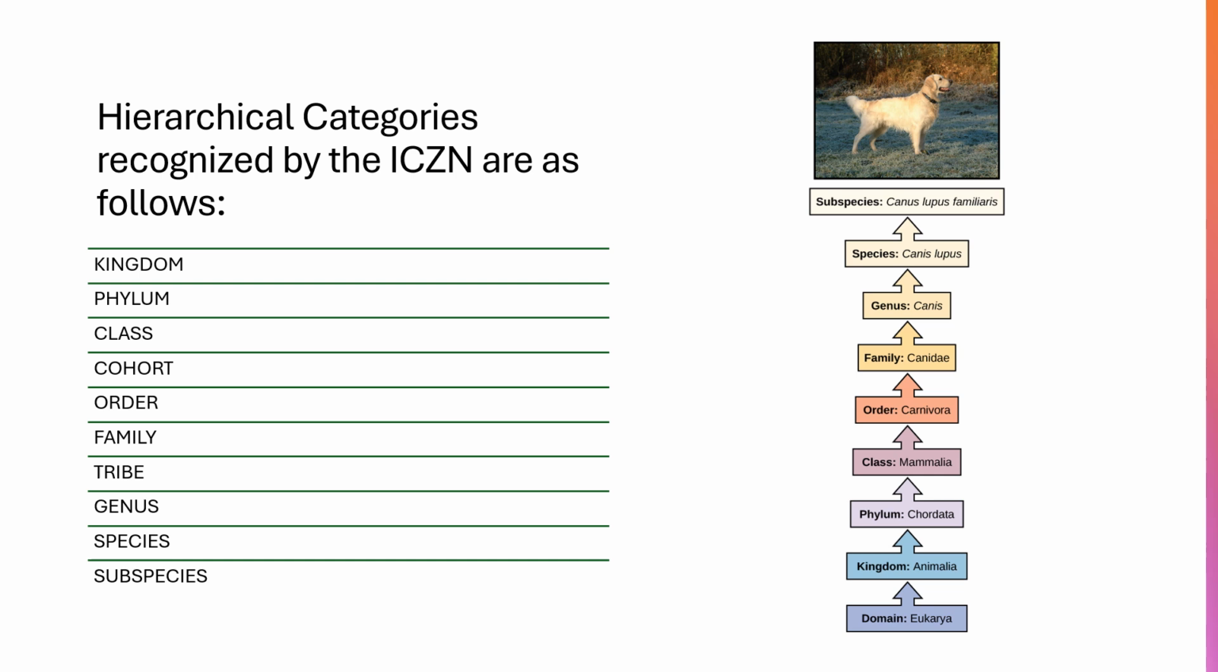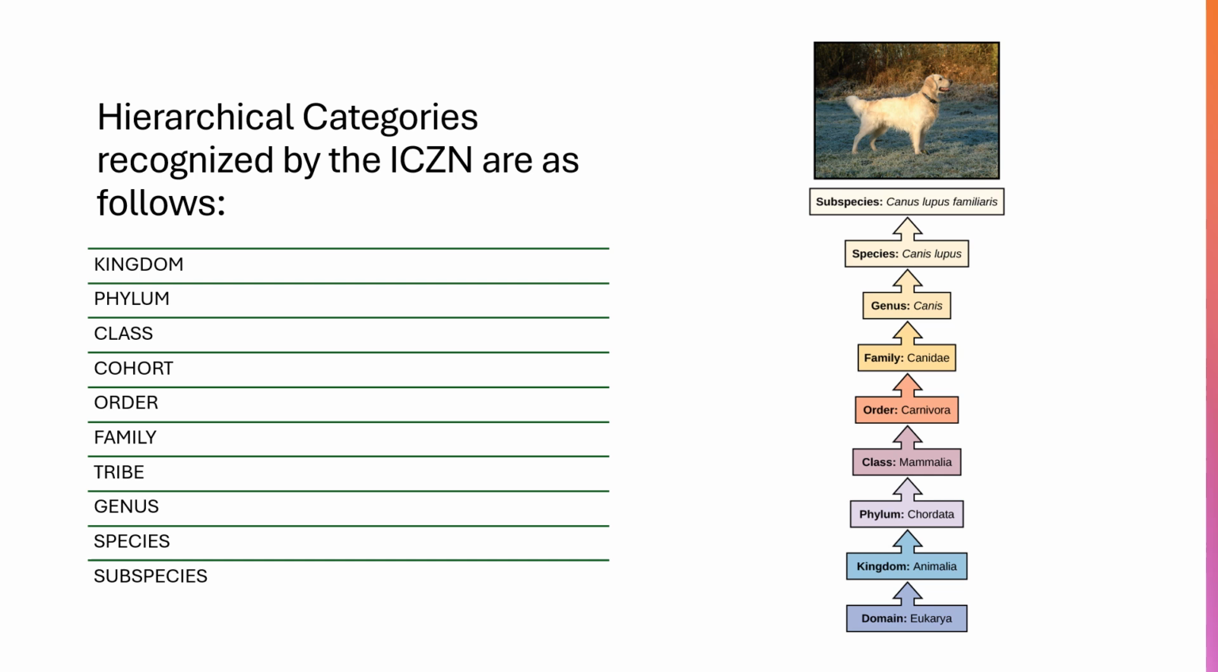The categories that are recognized are kingdom. Under a kingdom there can be many phyla. Under a phylum there can be many classes. Under that there are cohorts, but mostly you will see that cohorts are not mentioned. And then under the cohorts there are orders. If the cohort is not mentioned, then under the class there would be many orders. Under the order there would be many families, and under the family there would be many tribes. Again, tribes are not very commonly mentioned, and under a tribe there would be many genera, or in the singular, it's called genus.